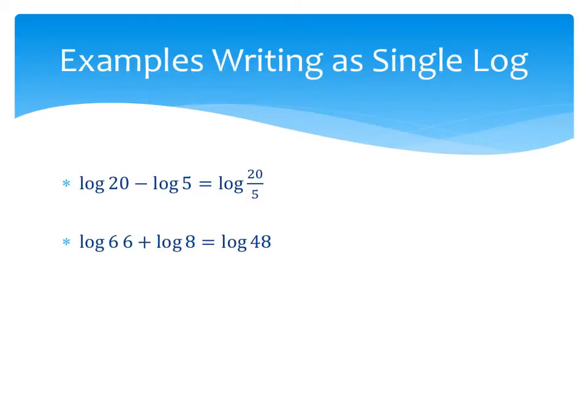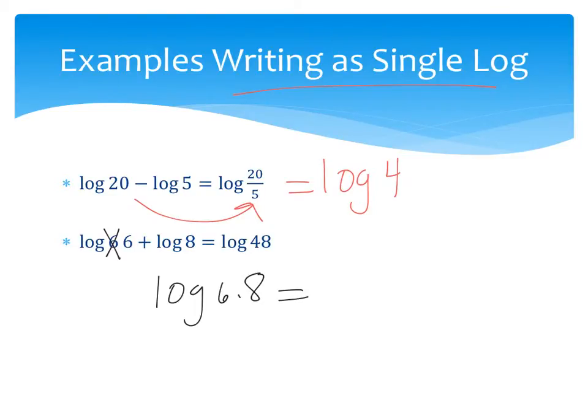So let's look at how you're going to be asked to apply this. If I have log 20 minus log of 5, and the directions say write as a single log, then I'm going to take the subtraction and turn it into division. So that's going to end up being log 4. Likewise, if I have addition, log 6 plus log 8, then I can combine it into one log with multiplication to become log 48.